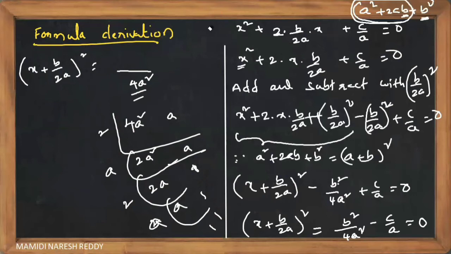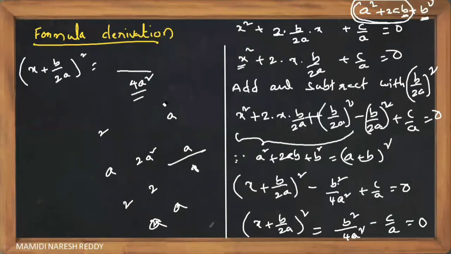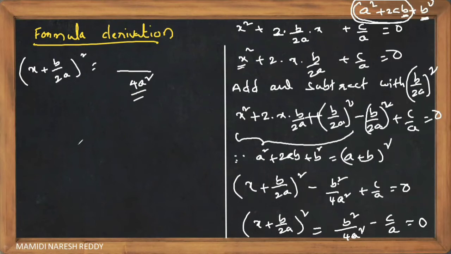And one more thing, children: this 4a square is divisible by a. 4a square is a multiple of a. Got it? So whenever, children, the LCM of 4a square and a will be 4a square as it is, a multiple of a. Okay. Got it? So that's why I wrote 4a square, children. As there is 4a square as it is, numerator I'm writing here, and minus.